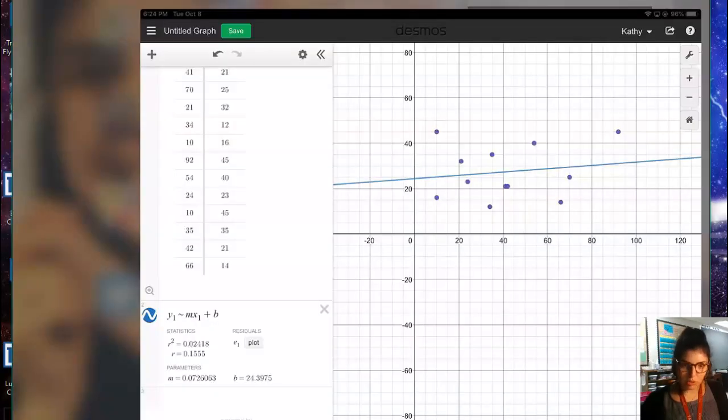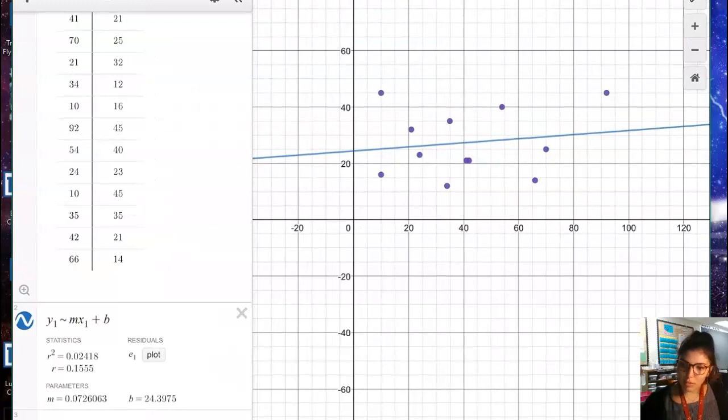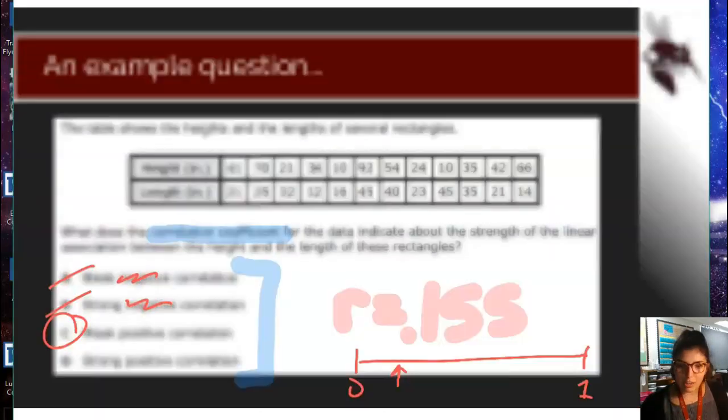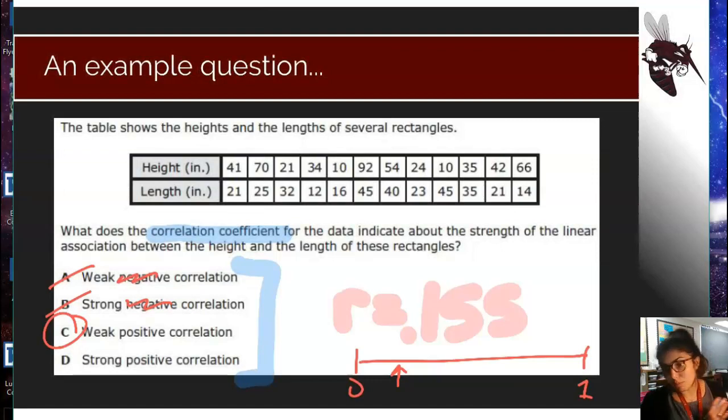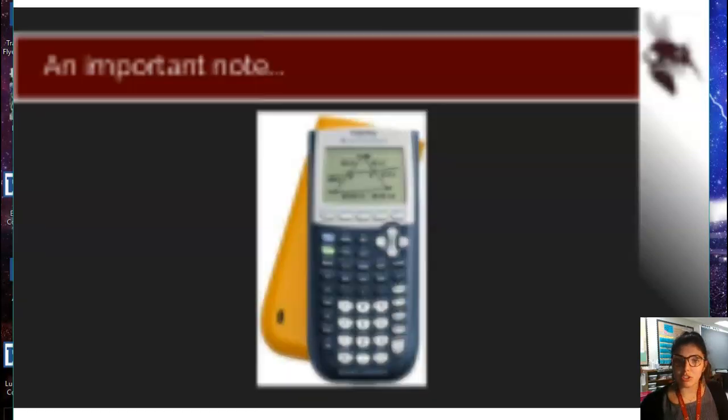Again, I'll show you those numbers. We look at this graph. Here's all the data points. We've created the line of best fit, but I'm more worried about this R value here, 0.155, and determining where it is on my scale from 0 to 1, or from -1 to 1. This would be a weak positive correlation.